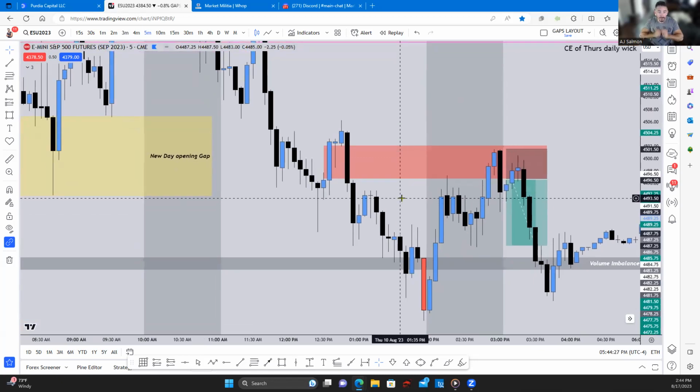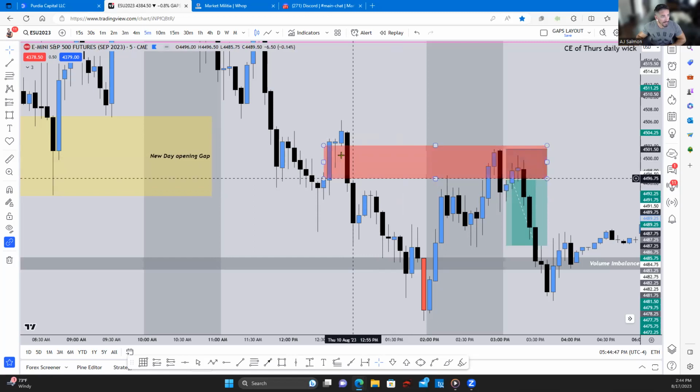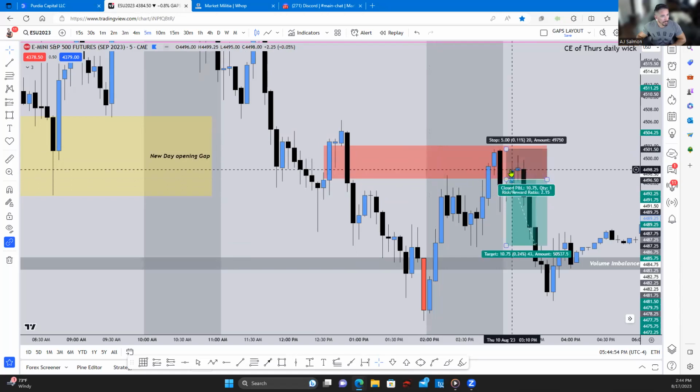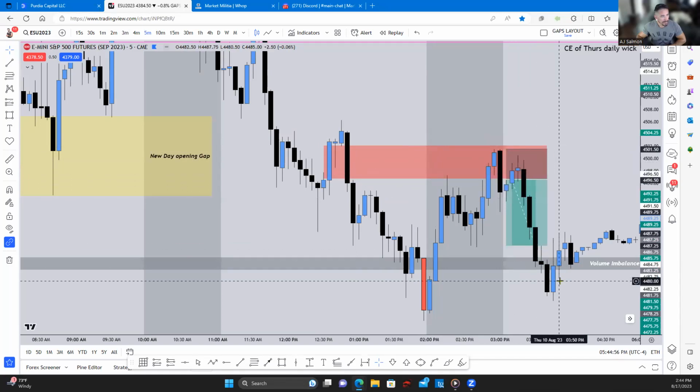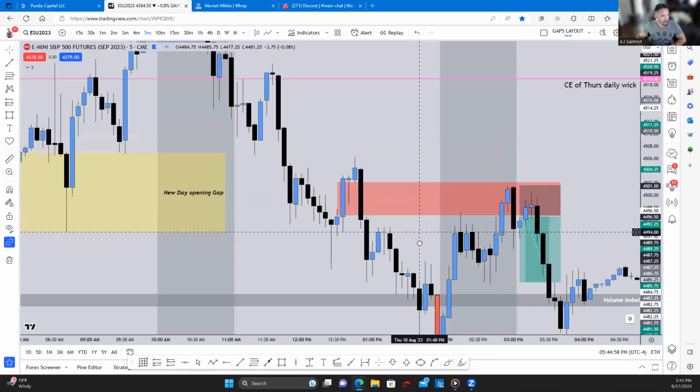Here's another one we took. Okay. Here's another tip for you that not everyone teaches with a silver bullet. Okay. Not everyone's going to be showing you stuff like this. You can also use a fair value gap that's outside of the 10 to 11 a.m. time frame. For example, we had this 5 minute here from 12:50 p.m. Boom, afternoon session, straight drop. Okay.